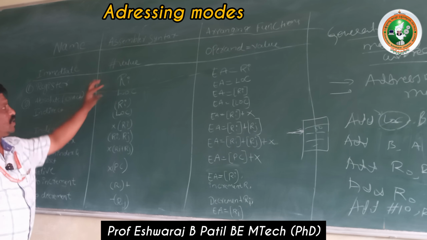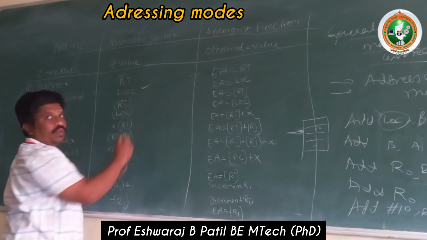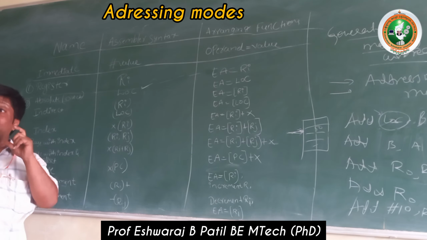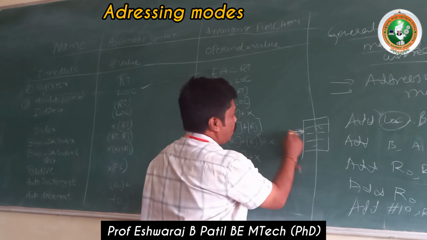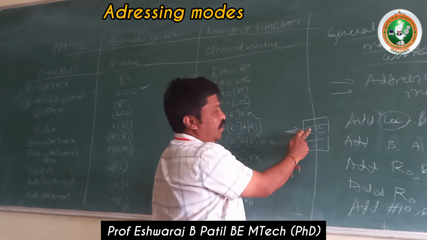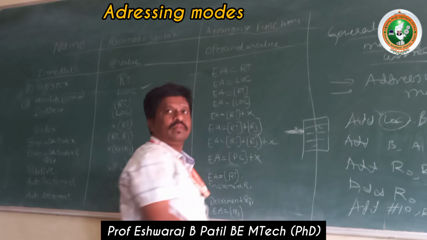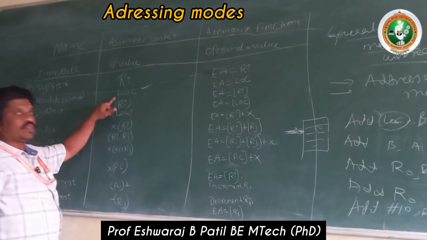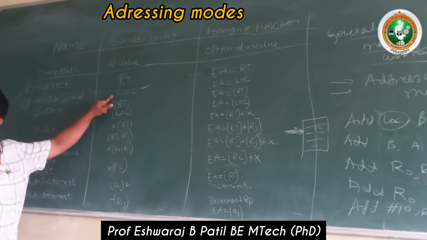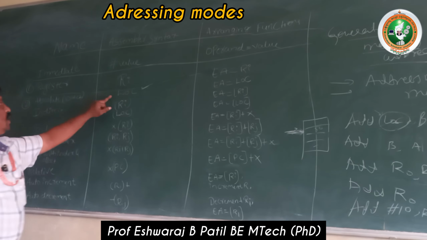Okay, this LOC is nothing but a particular memory location. I have the address, and for this address only I have the value here. What is that value? This location consists only of the address of that particular operand. This is what we call the different ways.